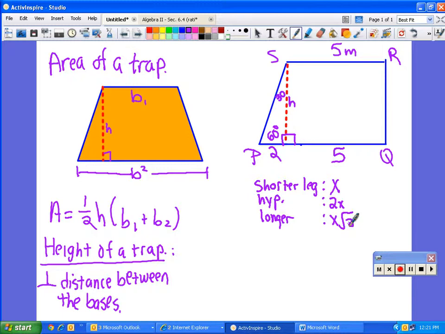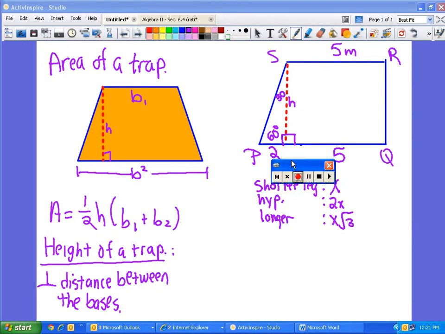Okay? So given all this information, how do I figure out the height? Someone else. Given this information, how do I find what h is? I now have all the information I need to find h.